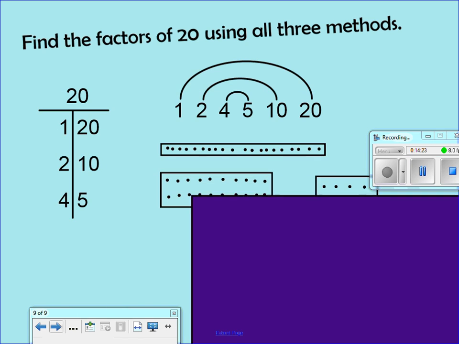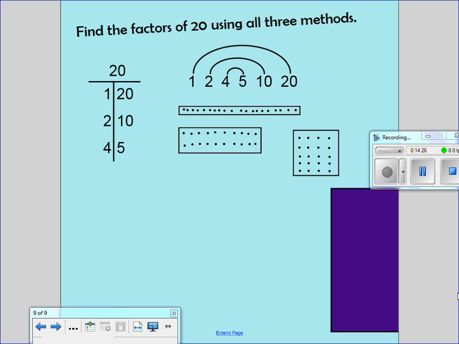All right, let's see what you guys got for answers. I have them all written out right here for you. So we've got 1 and 20, 2 and 10, 4 and 5. We know there aren't any more because there are no numbers between 4 and 5. Then we have our array. We have 1 times 20, 2 times 10, and 4 times 5. And then we have them all listed out here in the rainbow method.